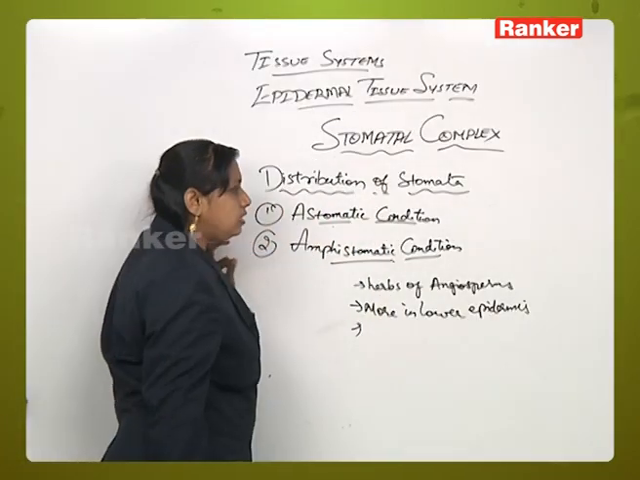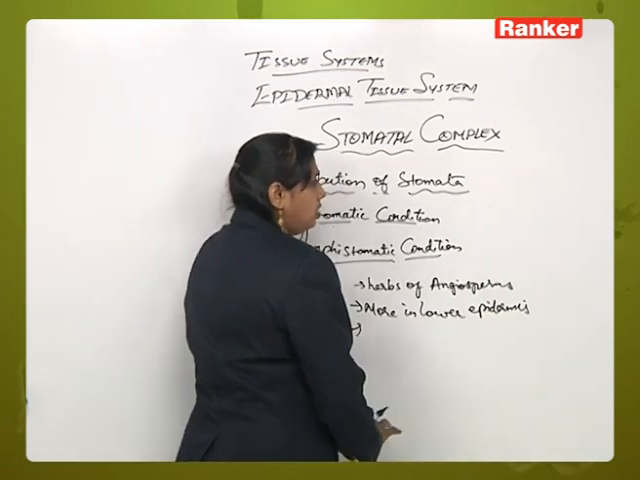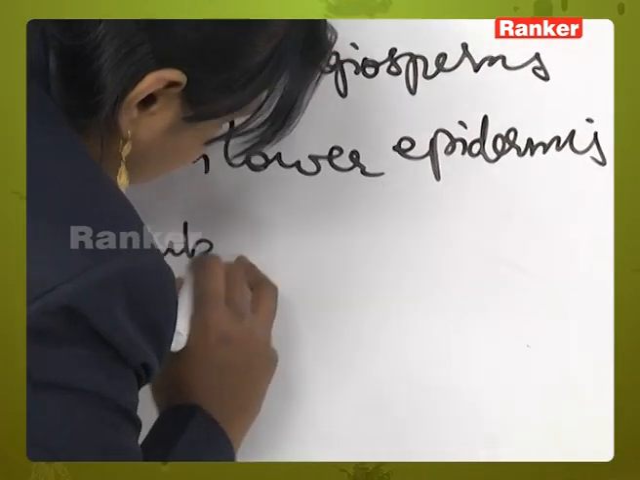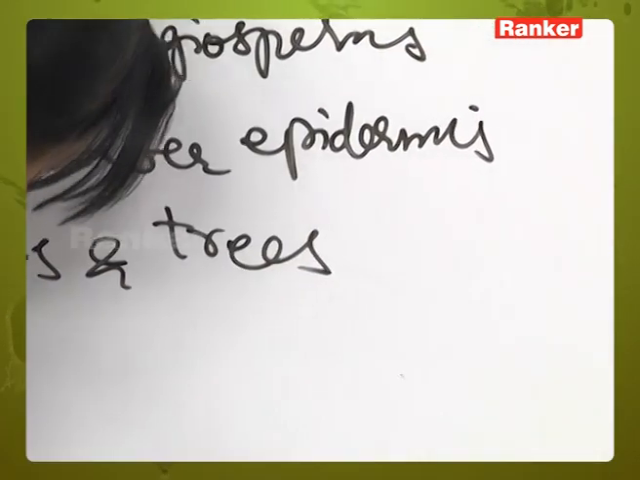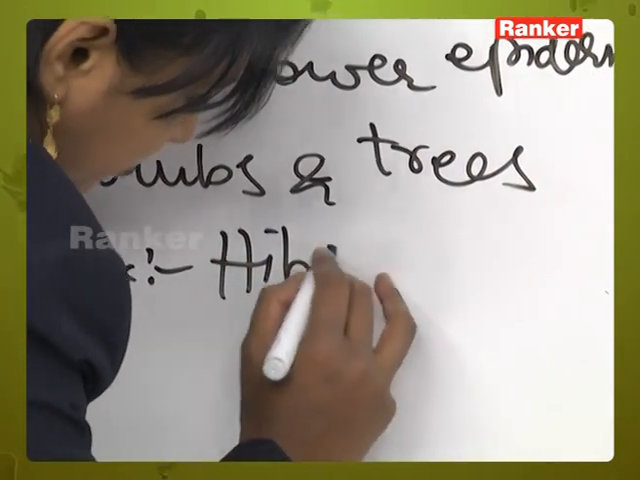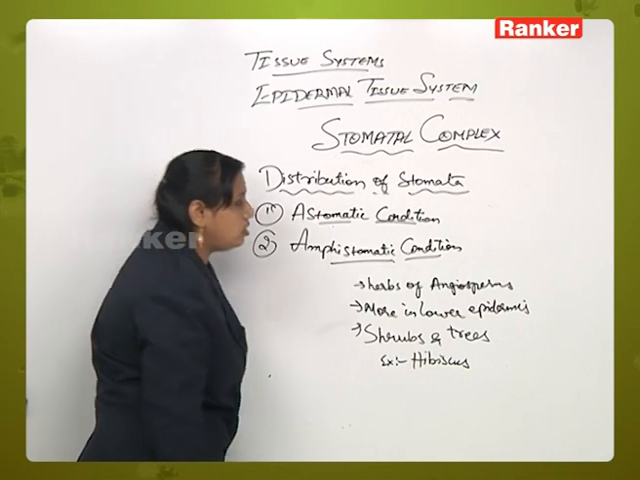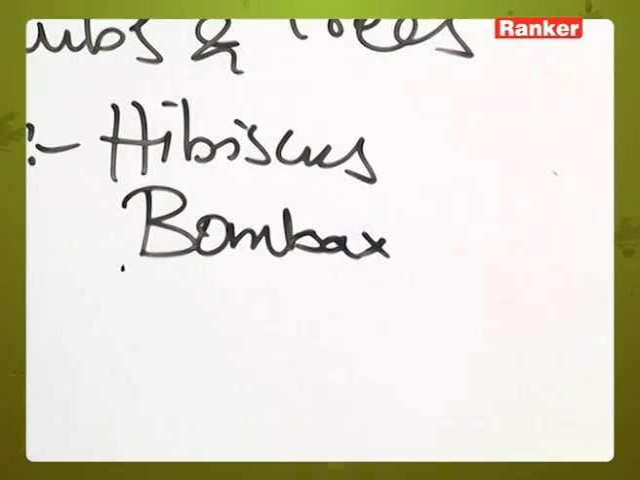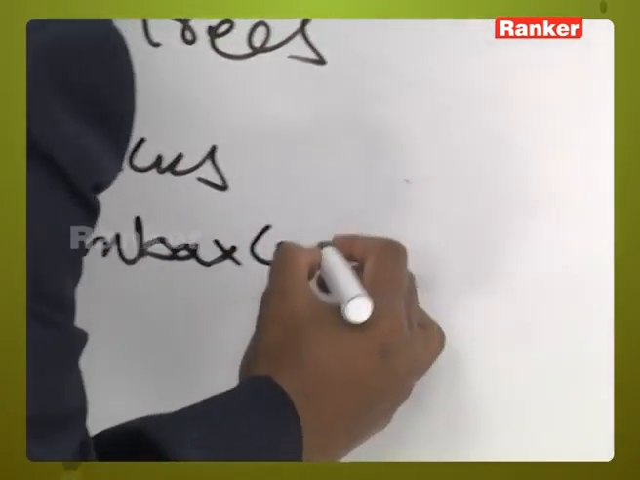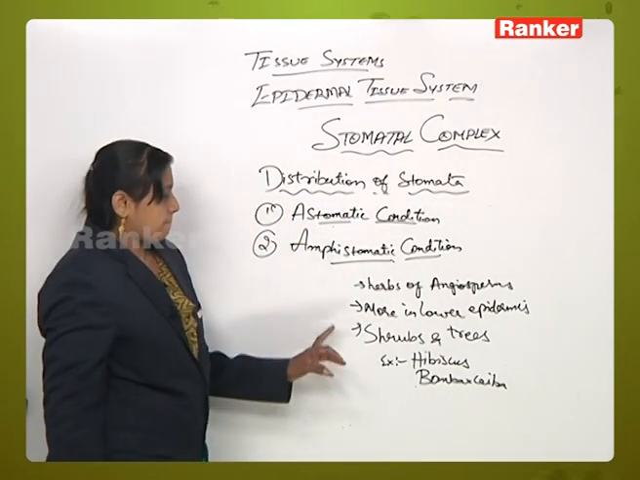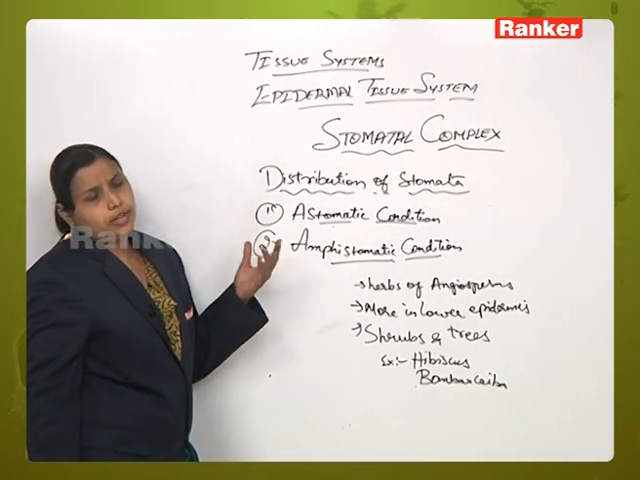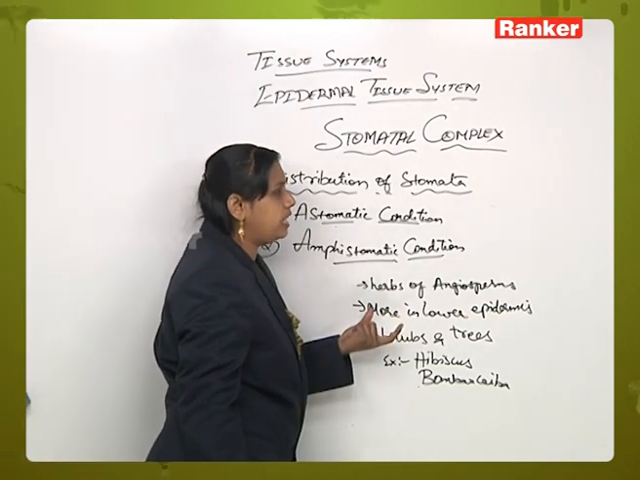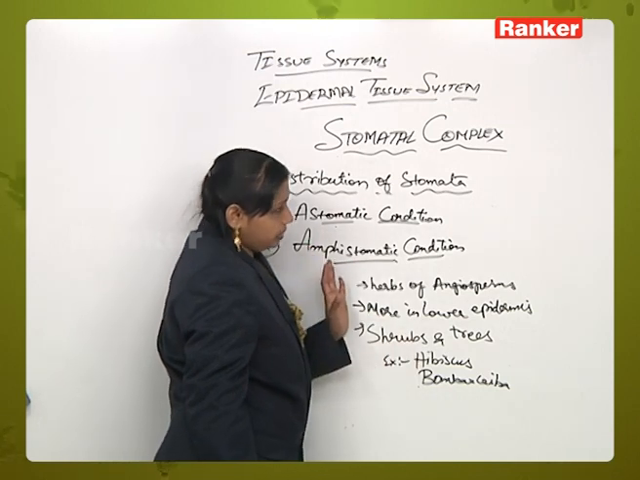You can also see it in some shrubs and trees. Example you can take as hibiscus. You can also take an example as Bombax ceiba. If the stomata is present on the upper and lower epidermis, and if it is present more on the lower epidermis, this type of stomata is called the amphistomatic condition.